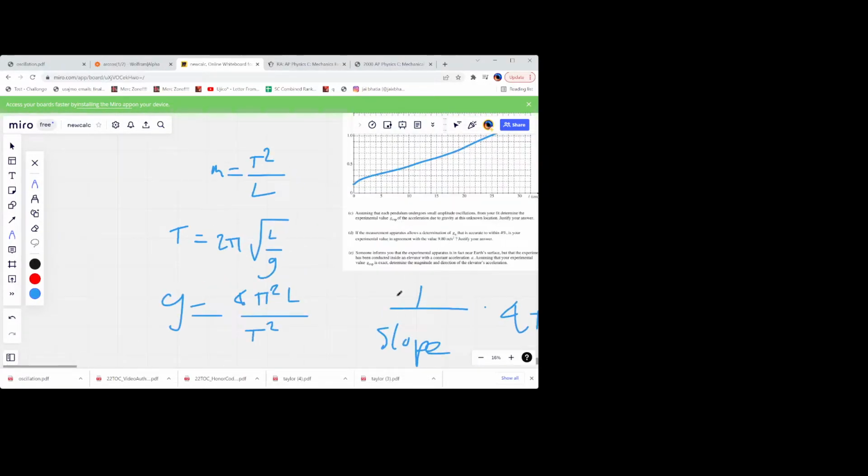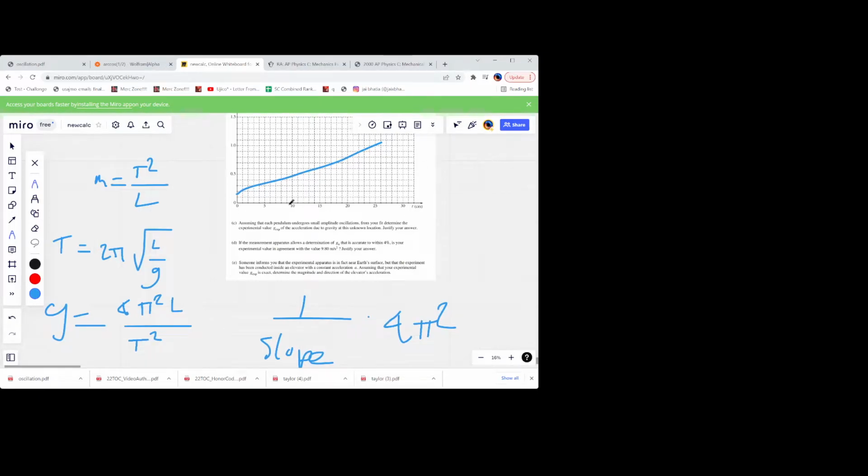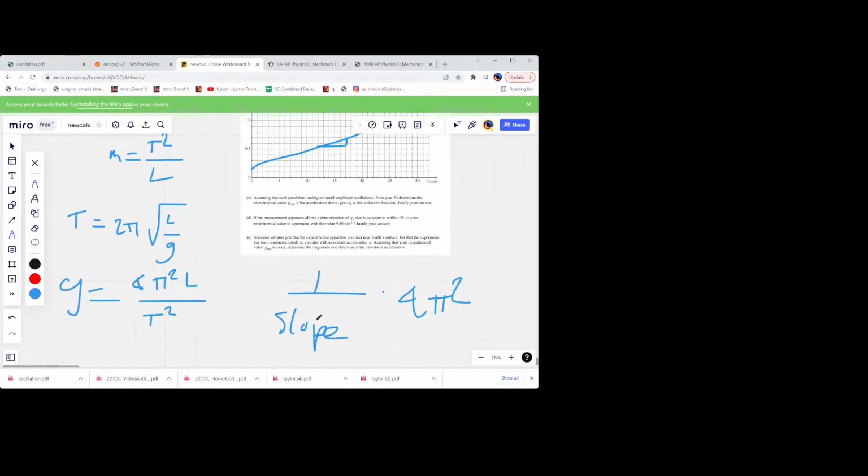So assuming that we knew our slope, assuming that I did end up graphing it and I did actually calculate the slope by just doing rise over run, then I could take the reciprocal of the slope multiplied by 4 pi squared, and then I would get g exp, or g experimental, rather.